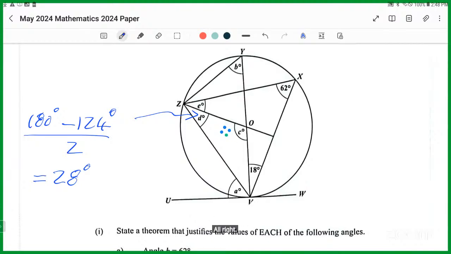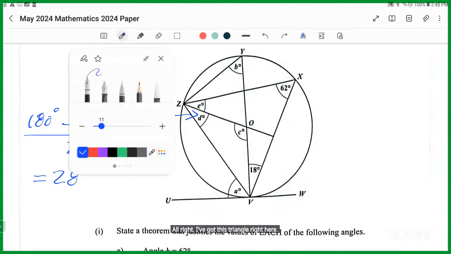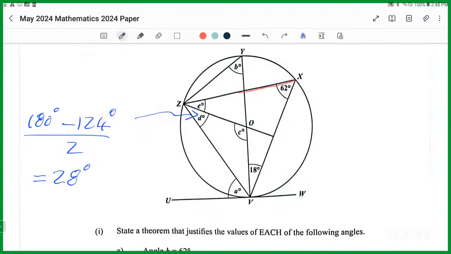Can I look at this triangle right here? The total angle in that triangle is 180. Right here it says 28, and here it says 28. So these three angles add up to 180. You can use that method.